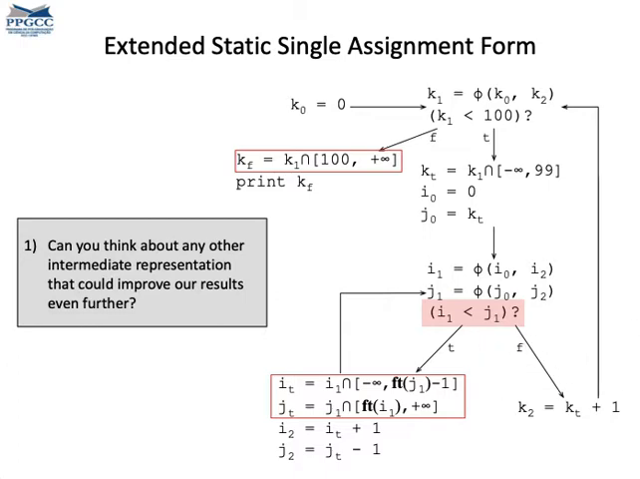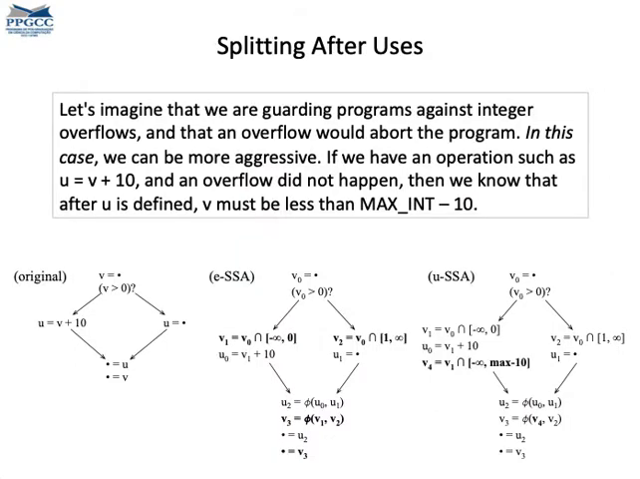Now, before we move on, can you think about other ways to acquire information for range analysis? There are indeed many other ways to acquire information. For instance, if we know that overflows cannot happen, then we know that after each operation that increases or reduces a variable, the overflow has not happened at that point. In this case, we can split after uses.